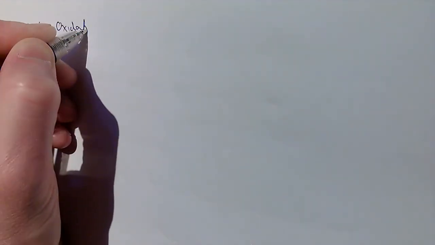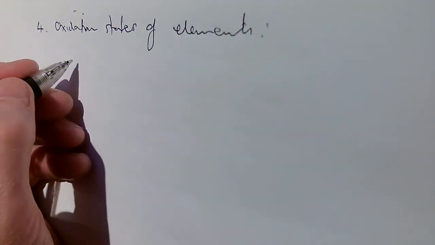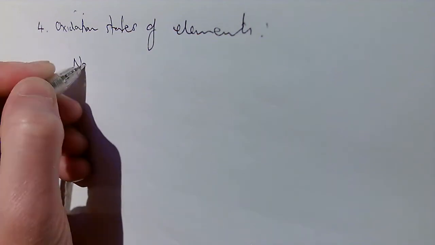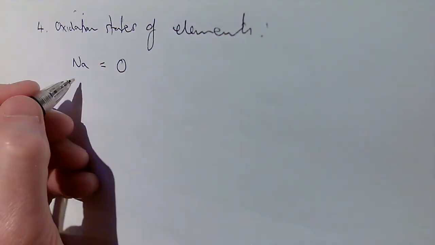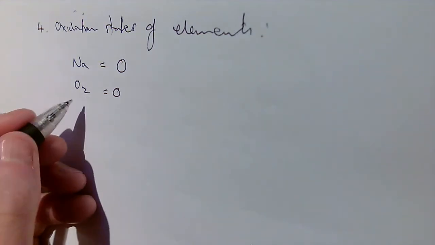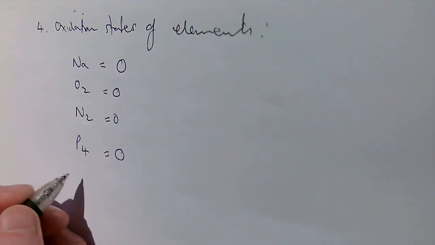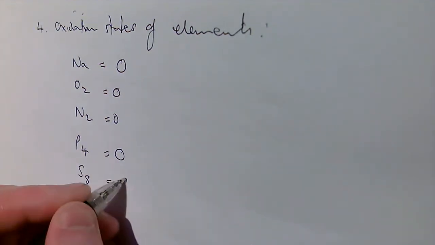Okay, first of all then, let's consider the oxidation states of elements. So number 4, oxidation states of elements. Atoms of sodium, Na, the oxidation state is 0. O2, diatomic oxygen, oxidation state of 0. N2, oxidation state of 0. P4, oxidation state of 0. S8, oxidation state of 0.